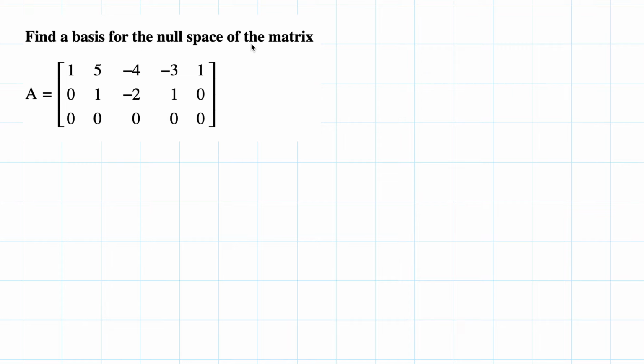For the null space of the matrix A. So null space means the solution of this equation, AX equals 0, of this matrix equation. And we need to write the solution in parametric vector form. Then we can find the basis. So for that we need to put this into an augmented matrix. AX equals 0 means this [A : 0].